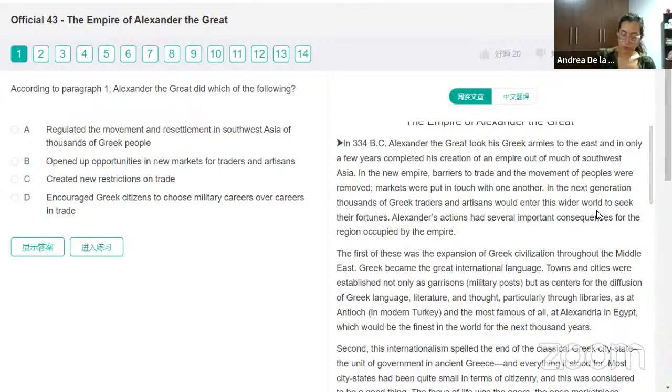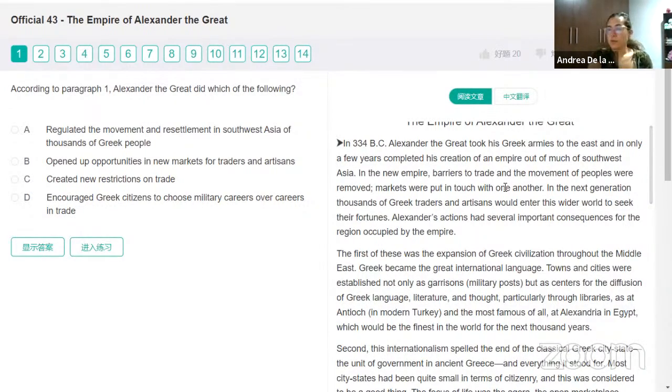Okay, so what do you think? I think A. Regulated the movement and resettlement in Southwest Asia of thousands of great people. Okay, well, it can be.